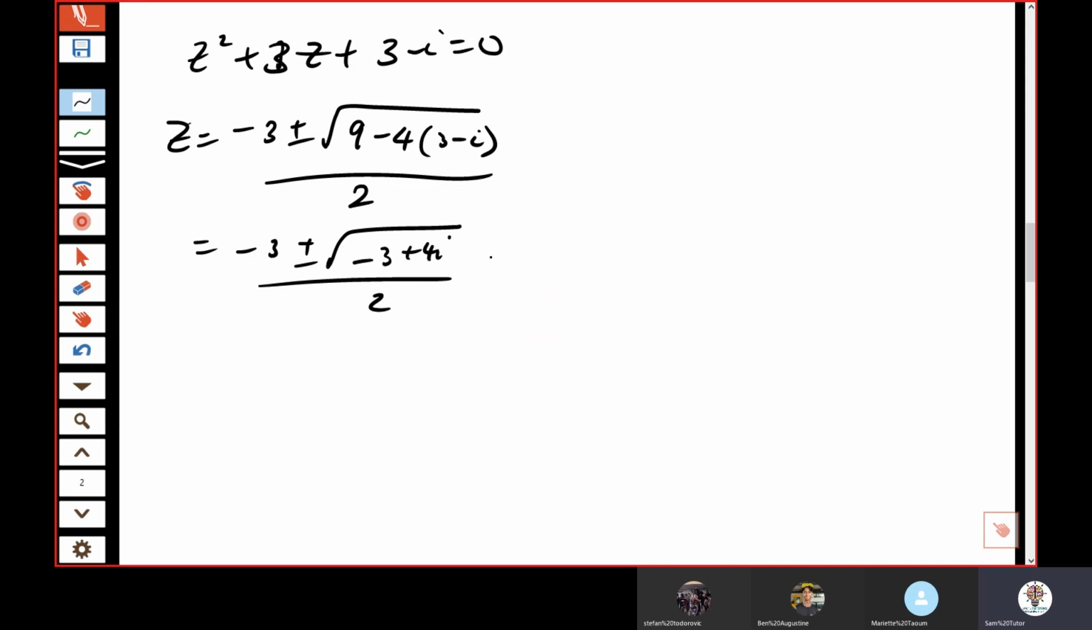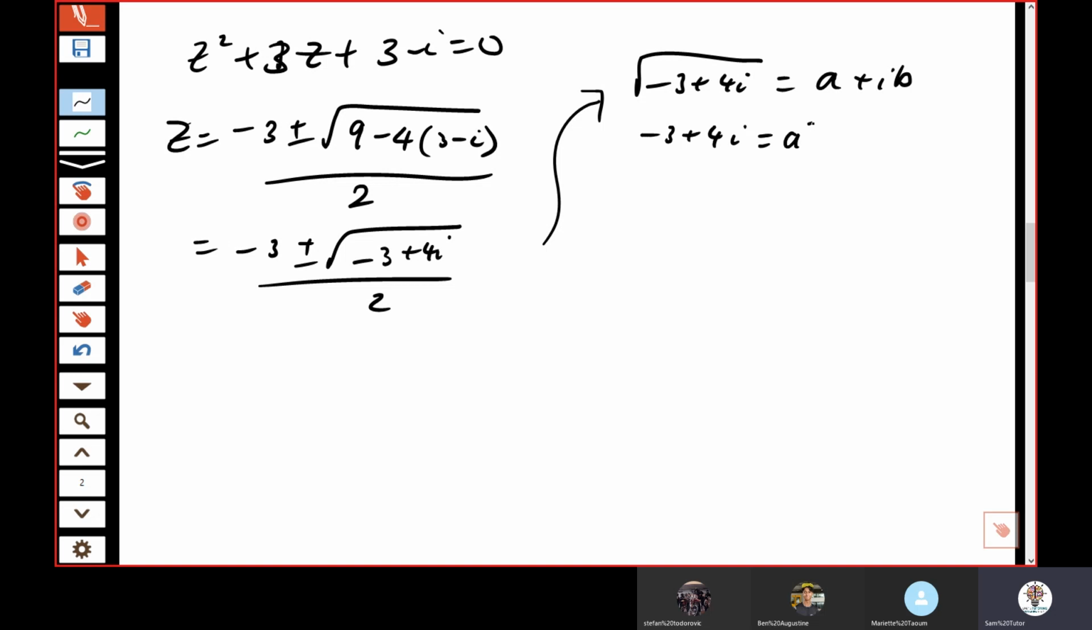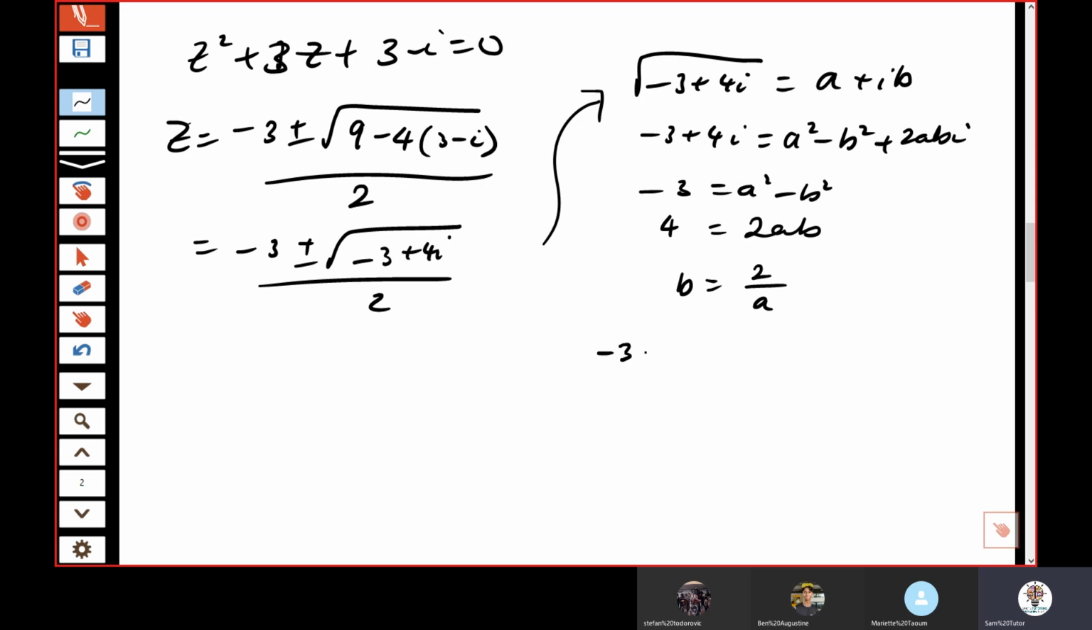Any questions at this stage? Root negative 3 plus 4i equals A plus iB. Square it, negative 3 plus 4i equals A squared minus B squared plus 2ABi. Negative 3 equals A squared minus B squared, 4 equals 2AB. B equals 4 divided by 2 is 2 on A. Subbing B into this, I get negative 3 equals A squared minus B squared. Any questions at this stage?